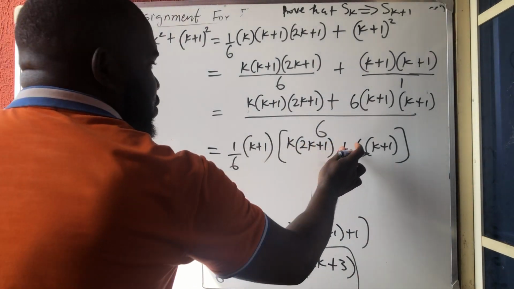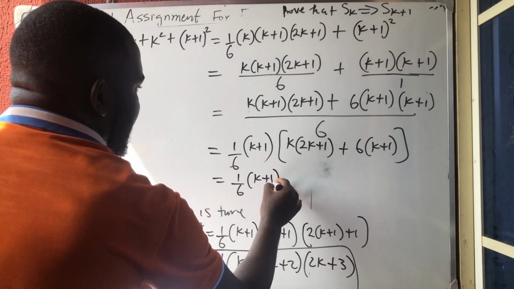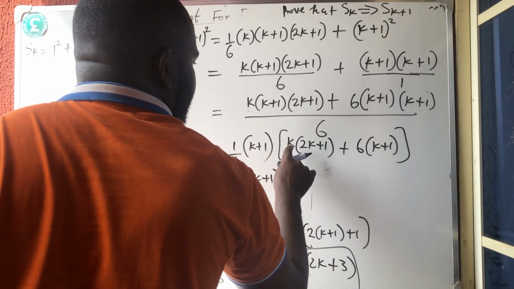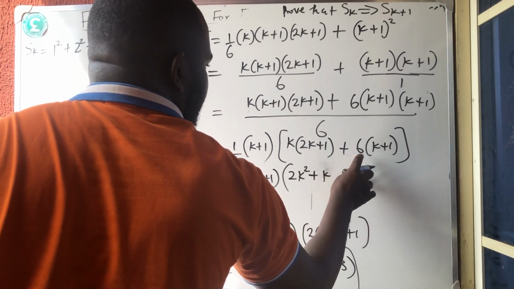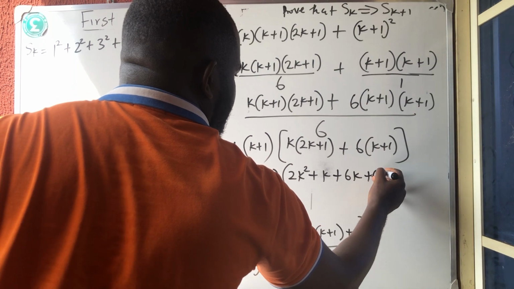So now let me clear this one inside here. I'm having 1 over 6 bracket k plus 1 bracket. Now, this time this will give you 2k squared, plus k, plus 6k, plus 6. Okay?